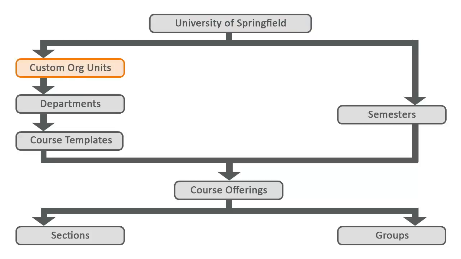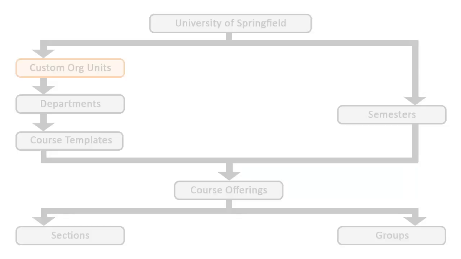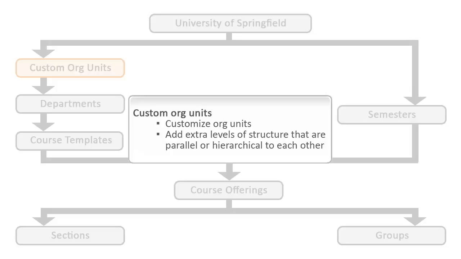Next, we'll look at custom org units. You can tailor custom org units to create an additional level or levels of structure between the organization and department org units. For example, custom org units could divide the organization into distinct campuses or schools. These optional org units can be parallel or hierarchical to each other.